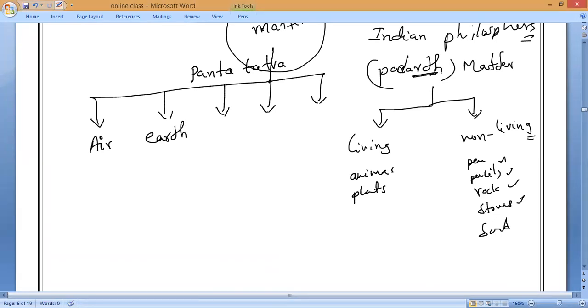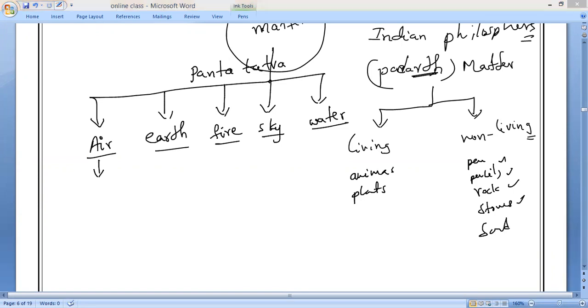Earth, fire, sky, and water. Air, earth, fire, sky, as well as water. These are called Panchatattva. Our Indian philosophers used to say that every matter on this earth is made up of these Panchatattva only, five substances.